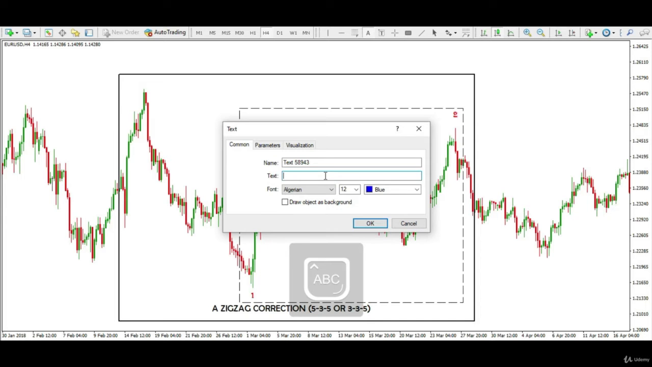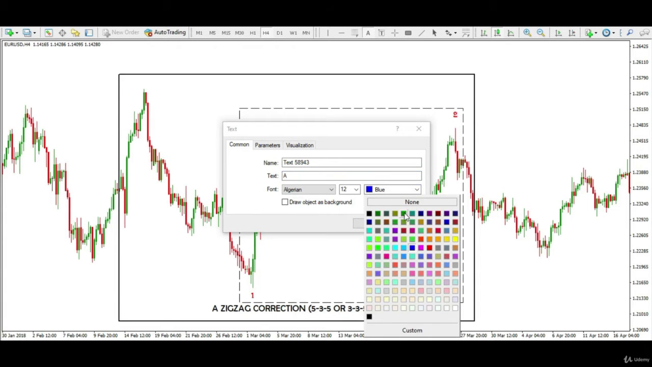Guys, I will explain the use of different colors I choose to label waves in the next section of this course.